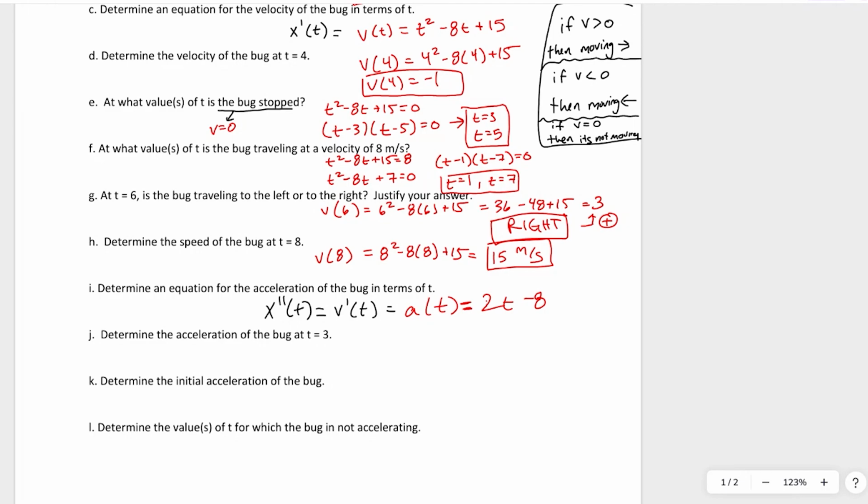All right, so let's find the acceleration at t equals 3. This will be a little bit easier because we're dealing with a linear rather than a quadratic, so we're not squaring anything. It's just going to be 2 times 3 minus 8. So 6 minus 8 is negative 2 meters per second squared.